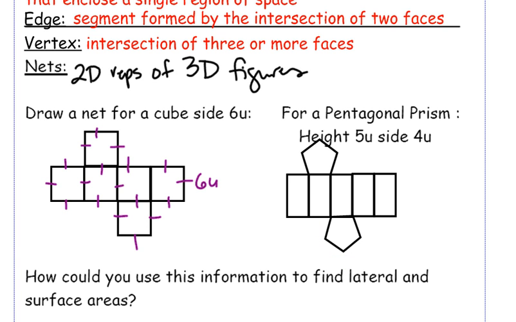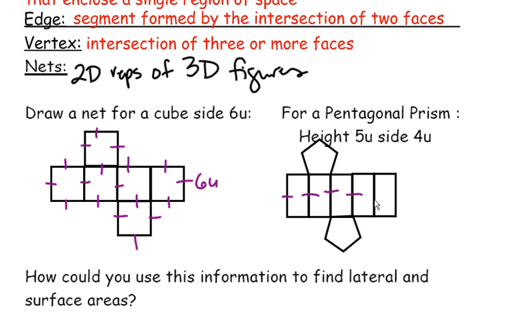Okay, and then we need to, of course, label our figures. So the height of my pentagonal prism is going to be 5 units. Height is always the distance between the bases, and so that is going to be 5 units. And then my side length is going to be 4 units.